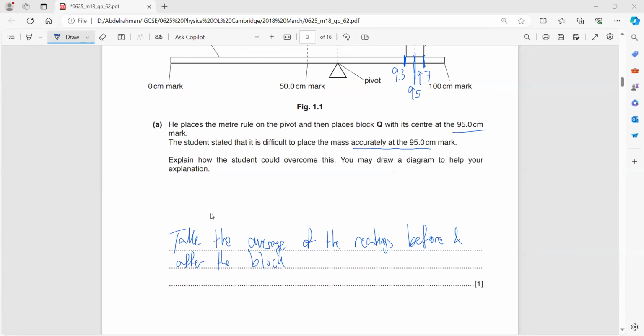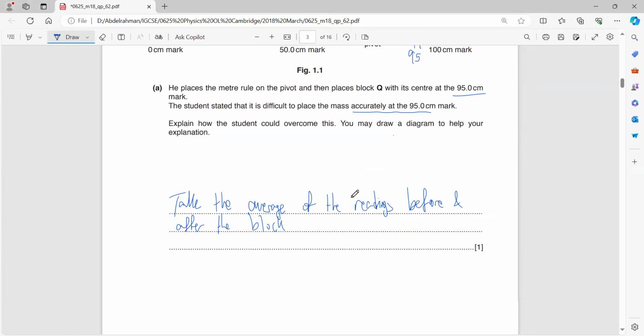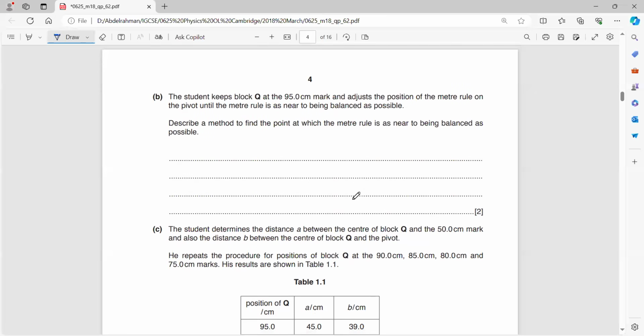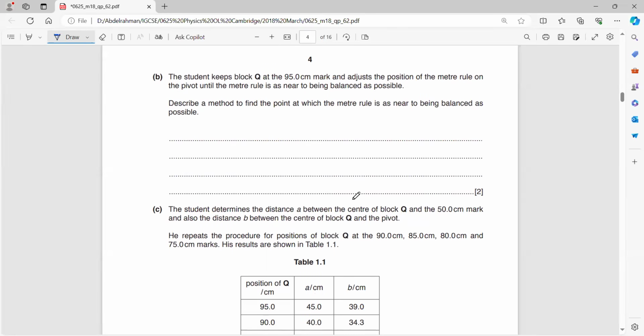You do not have to draw in this question. You may if you want to, but it's not a must. The student keeps block Q at the 95 centimeter mark and adjusts the position of the meter ruler on the pivot until the meter ruler is as near to being balanced as possible. Describe a method to find the point at which the meter ruler is as near to being balanced as possible. The question is, how can he make sure that it is balanced?